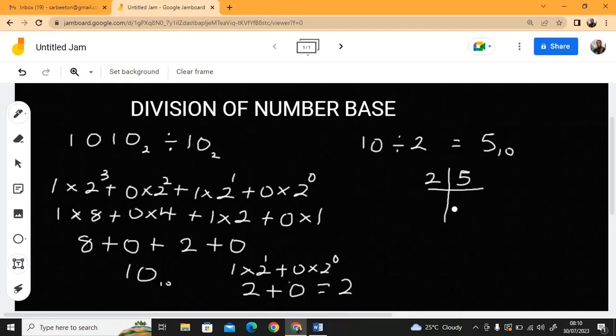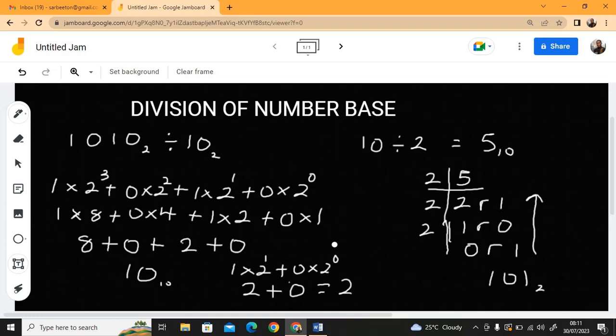Now 2 in 5 is 2, remainder 1. You use 2 again. 2 in 2 is 1, remainder 0. Then use 2 again. 2 in 1 is 0, remainder 1. So you move up like this, and this is what you have: 1, 0, 1 in base 2. You'll be happy, right? Okay.